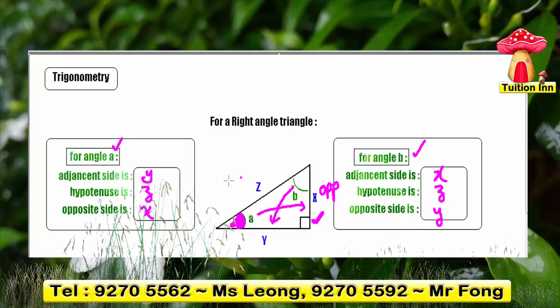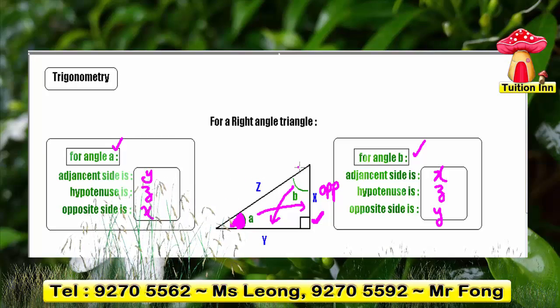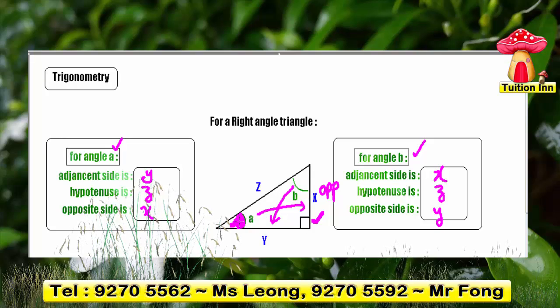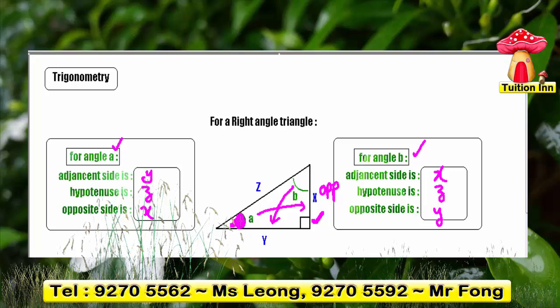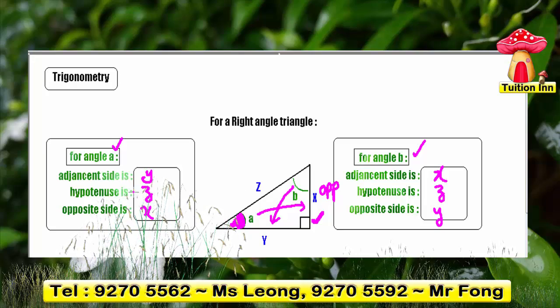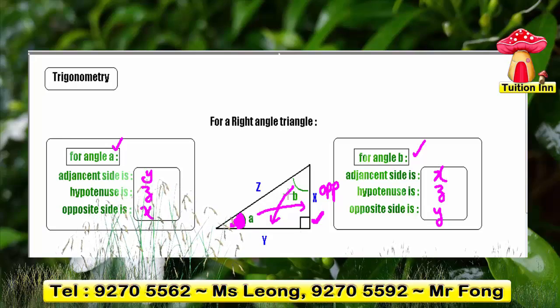So these are three basic names to remember for the case of a right angle triangle, dependent on which angle you pick. Take note now. If you pick A, then you have different sets of adjacent and opposite. But for hypo, both are the same. Hypo is the same everywhere.